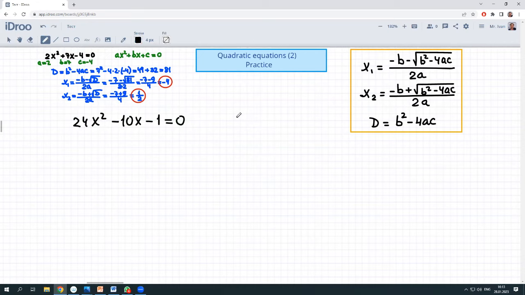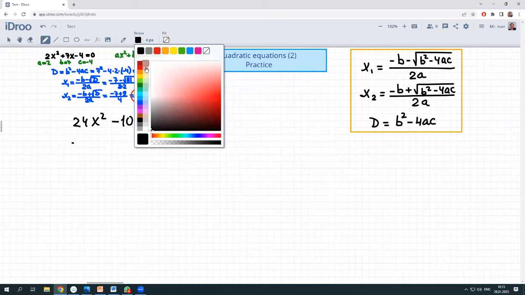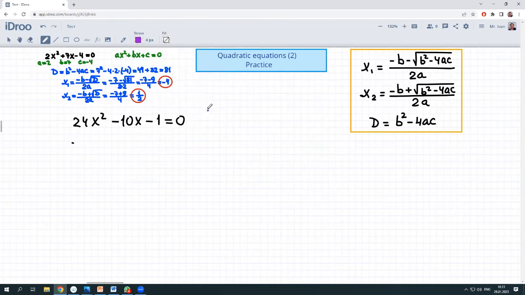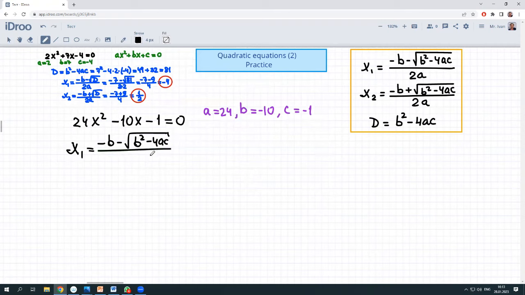Okay, now let's take the root formula as it is, okay? I will just write a, b, and c first to make it more colorful. a is equal to 24, obviously. b is equal to -10. c is equal to -1. Then x1 is equal to minus b minus square root of b squared minus 4ac. Let me do it under the root right away without separate calculation of d, by 2a.